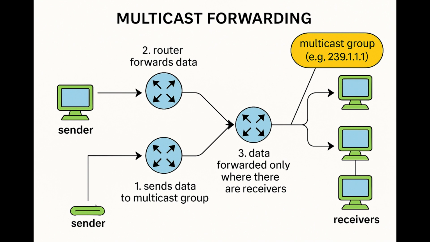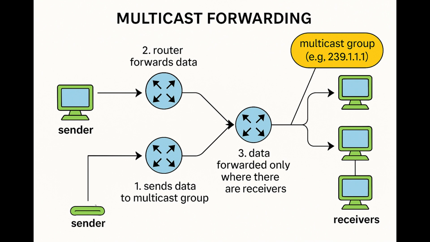Next, the data reaches the routers in the network. This is step 2. The routers understand multicast and know which networks have receivers that are interested in this multicast group. Now comes the most important part. The routers forward the data only where there are receivers.